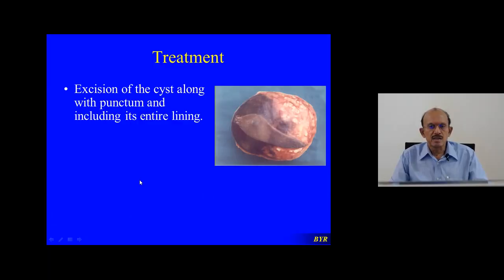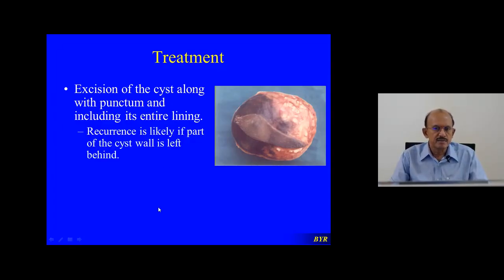Treatment: excision of the cyst along with the punctum and including the entire wall. So the whole cyst wall has to be removed, and you must remove the adherent skin along with the punctum. That is very important. If you leave behind the punctum, it is sure to recur. Even if a small part of the wall is left behind, it can regrow into a sebaceous cyst. Recurrence is likely if part of the cyst wall is left behind.